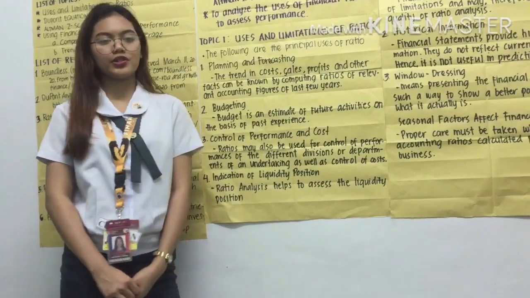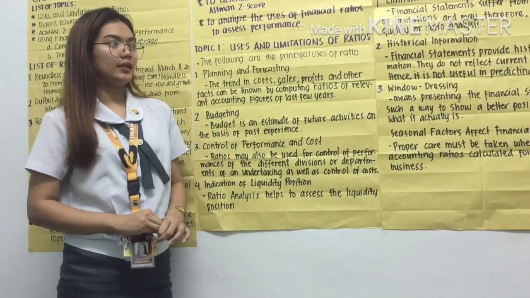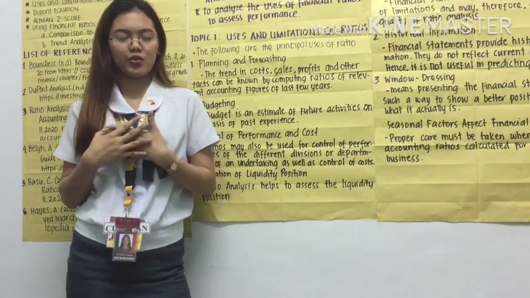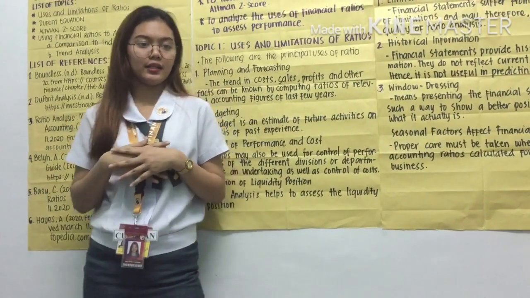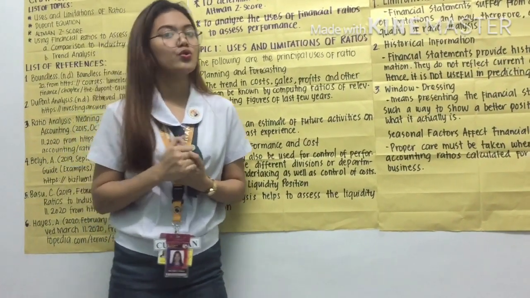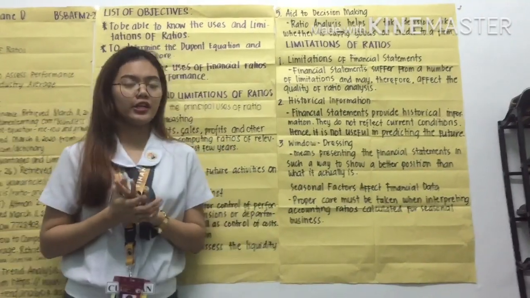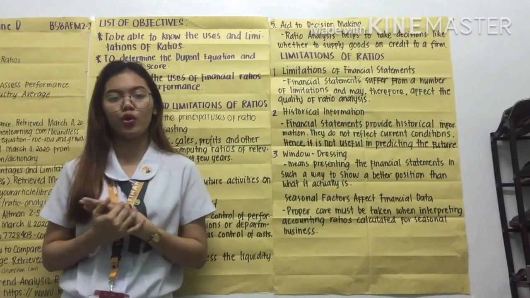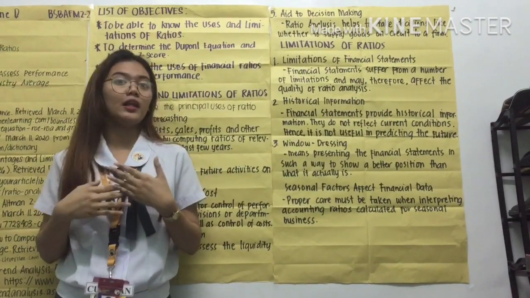The fourth is the indication of liquidity position, in which ratio analysis helps to assess the liquidity position in short-term debt paying. Liquidity ratios indicate the ability of a firm to pay and help the credit analysis by banks, creditors, and other suppliers of short-term loans. The last use of ratios is aid to decision making. Ratio analysis helps to take actions and decisions like whether to supply goods on credit to a firm or whether bank loans will be made available.